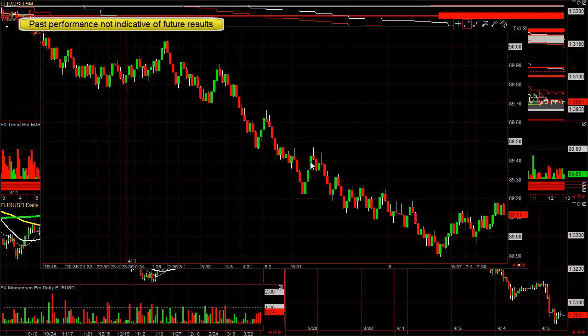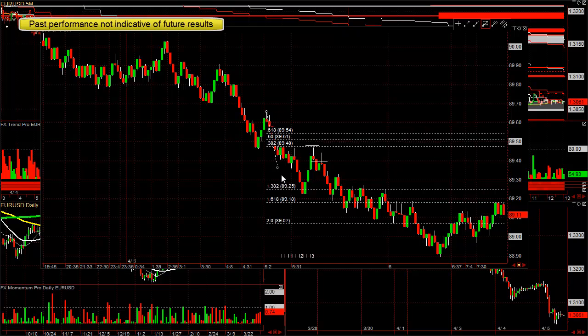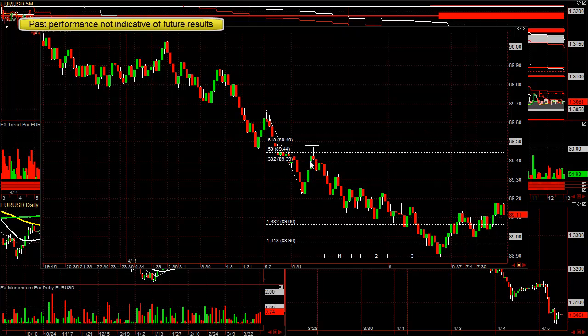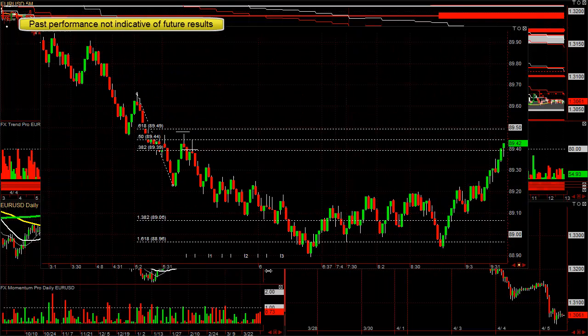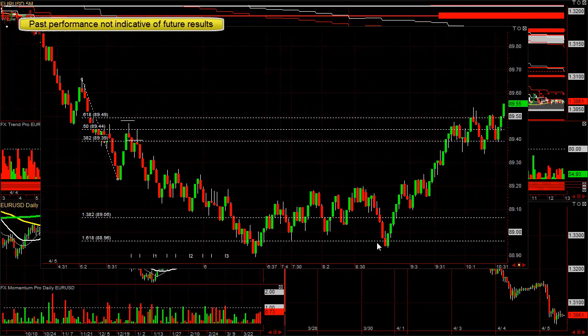Here's a nice reversal again. Put your stop right above the high. You can trade off of range charts without even any indicators. If you see a big move down, you just simply draw your fibs and you have your profit target. You're short right here. Here's your profit target. And it only reversed 10 pips and then came down and found support near the 1.618. And later on as well. That's how you use the range charts.